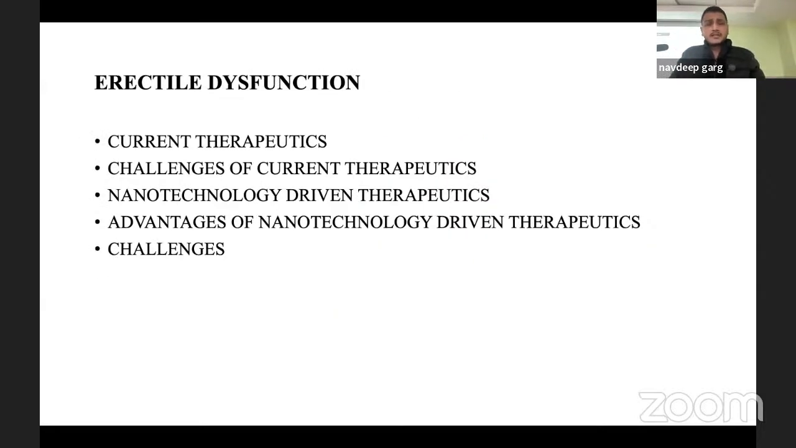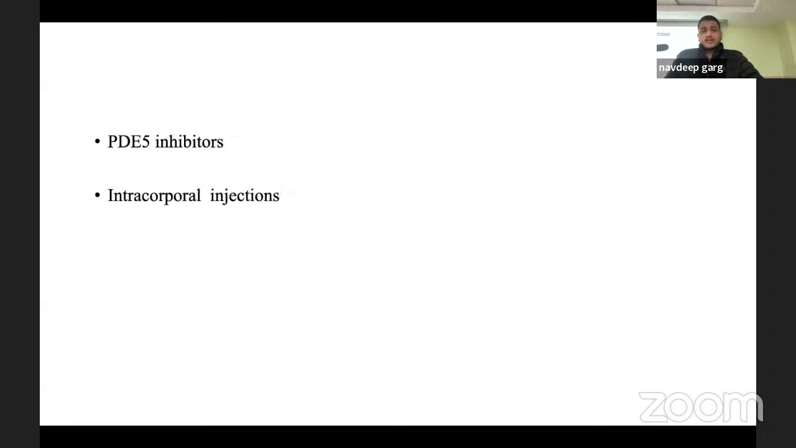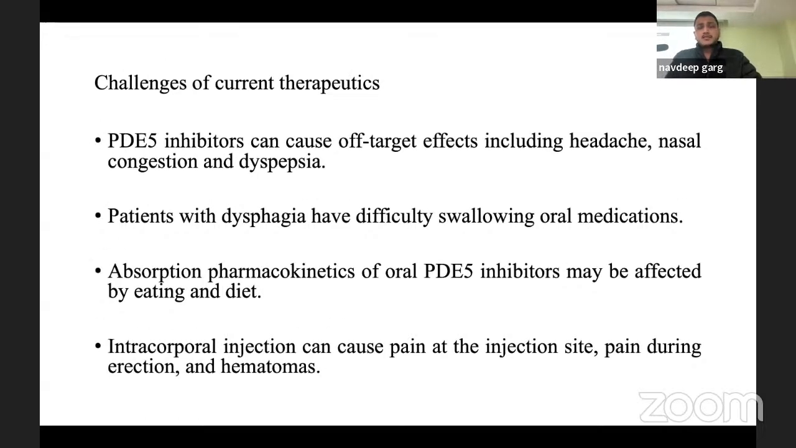Coming to the role in specific diseases like erectile dysfunction, as we all know, the current therapeutics are PDE5 inhibitors and intracorporeal injections. The challenges we find: PDE5 inhibitors can cause off-target effects like headache, nasal congestion, as well as dyspepsia. Patients with dysphagia have difficulty swallowing oral medications, and the absorption pharmacokinetics of oral PDE5 inhibitors may be affected by eating and diet. The intracorporeal injection, as we all know, can cause pain at the injection site, pain during erection, as well as hematoma formation.